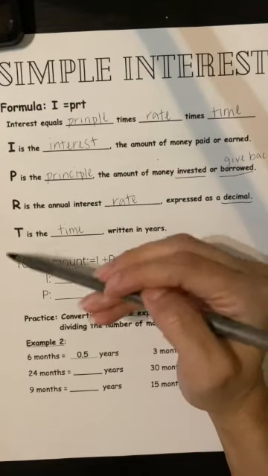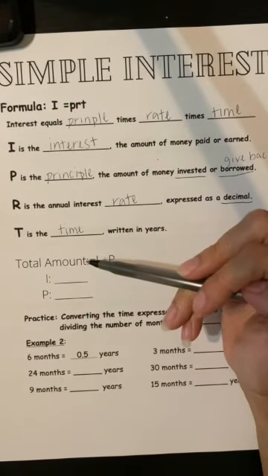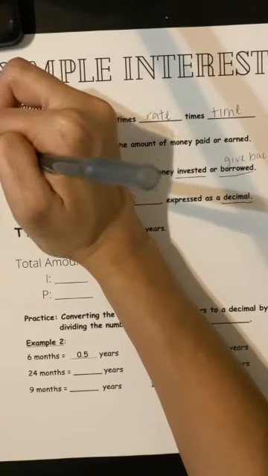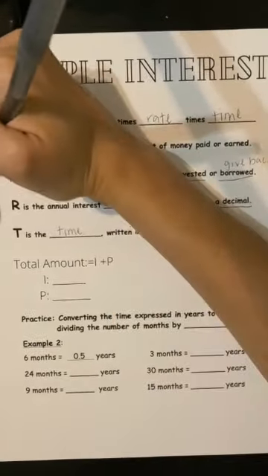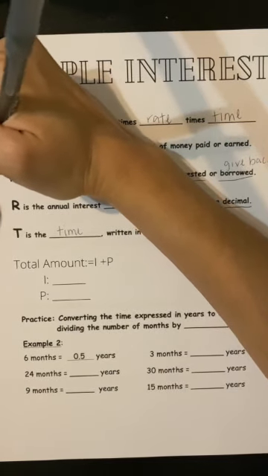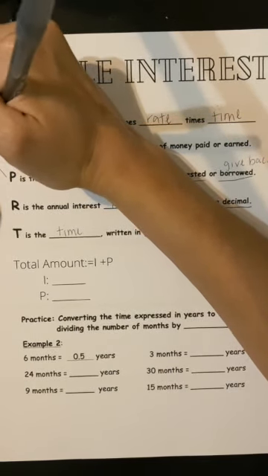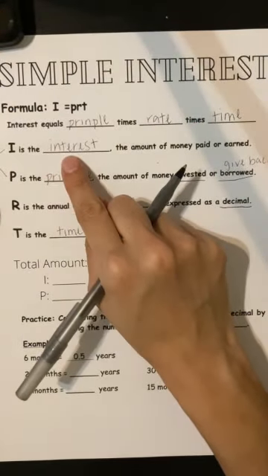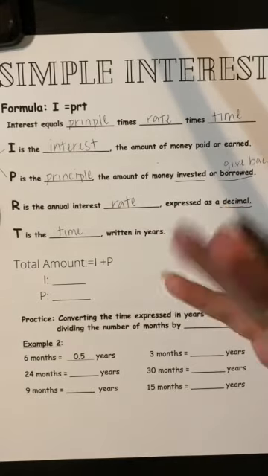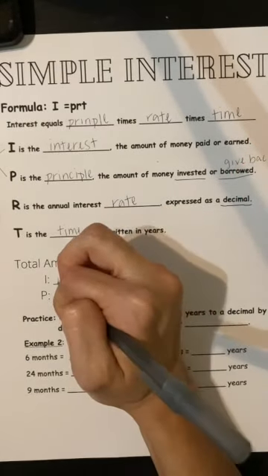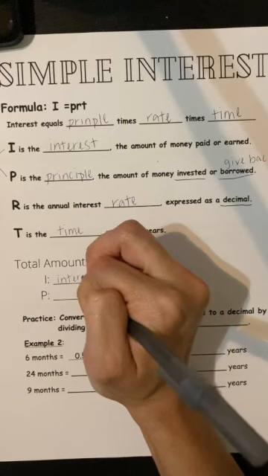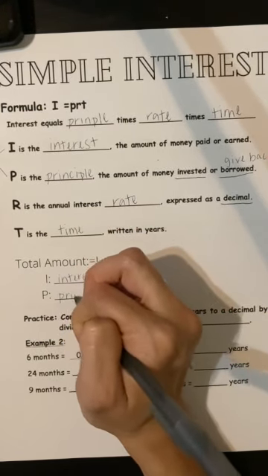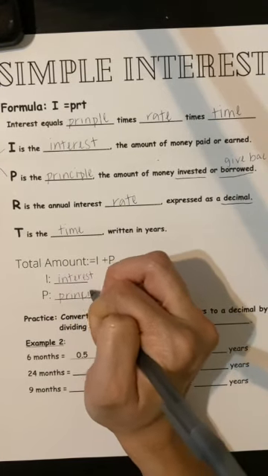So we have the total amount of money. How can you figure out your total amount of money? You take the interest and you add it to the principal. So you're adding these two things, add for total. Okay, so those two things are going to give you your overall total. So I is interest, P is principal.